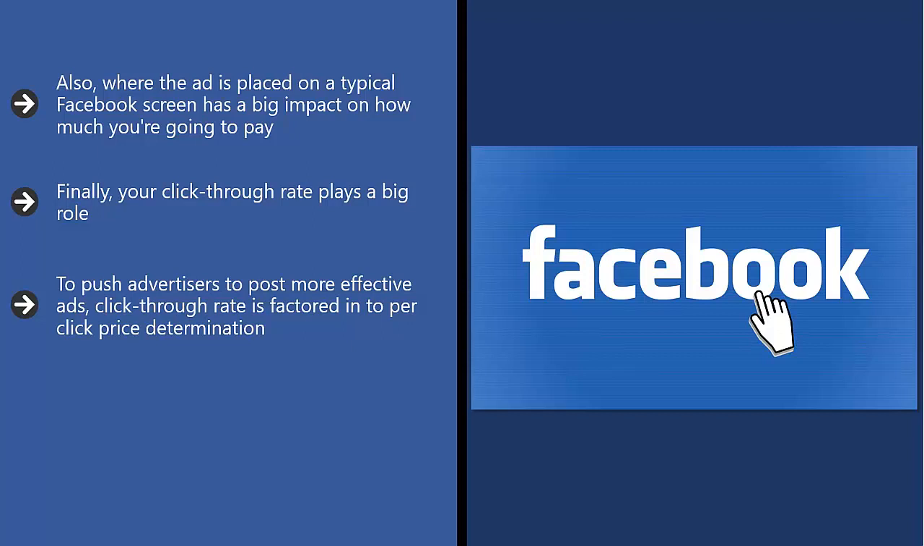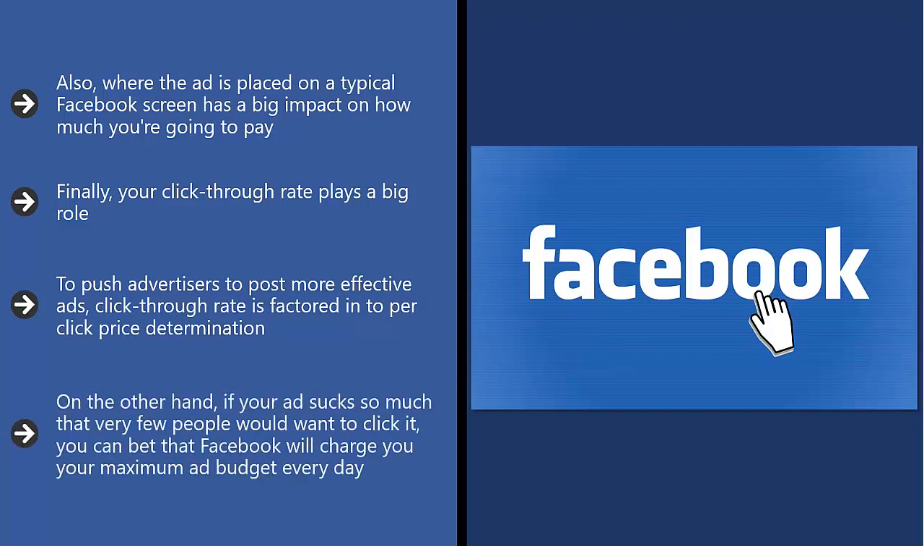This means that if you put up an ad that performs really well, your per-click rate goes down because Facebook is actually making more money off your ad. It doesn't have to show it a ridiculous amount of times for it to get clicked. On the other hand, if your ad sucks so much that very few people would want to click it, you can bet that Facebook will charge you your maximum ad budget every day. In many cases, Facebook would even stop your ad because it just performs so badly that it's not worth running.